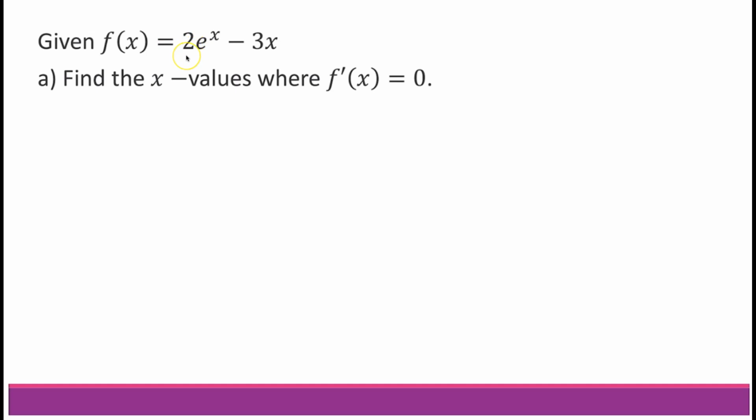F prime of x is going to be 2e to the x minus 3, and that is equal to 0. To solve for x, let's add the 3 and divide by 2, so we get e to the x is equal to 3/2. And then to solve for x, we need to take the natural log of both sides.